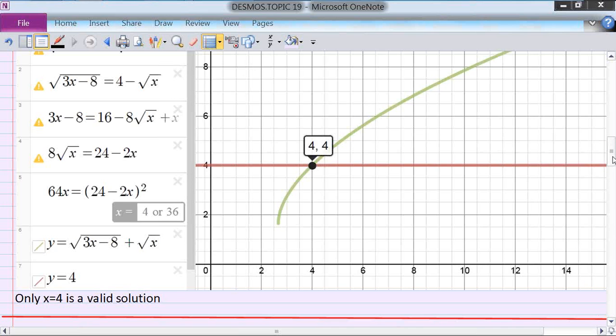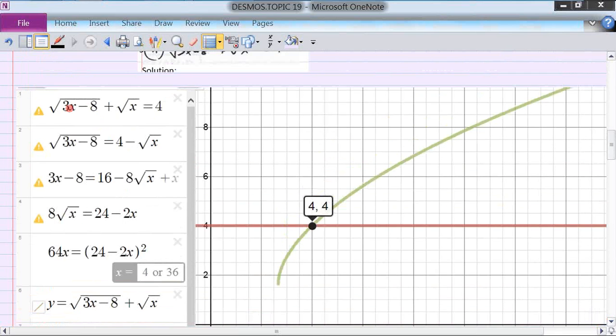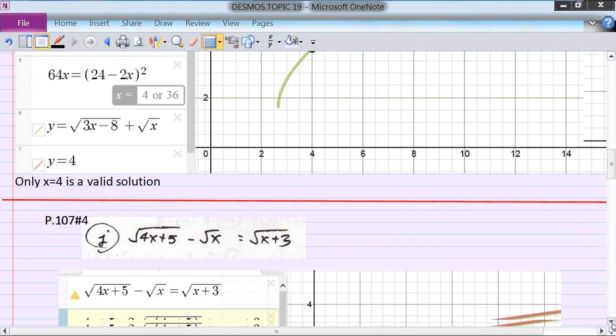So if you go back and you plug this 36 in here, it won't work. You'll get the square root of 100. 3 times 36 is 108, minus 8 is 100. Square root of 100 is 10, plus, excuse me, the square root of 36, 6. 10 plus 6, 16, doesn't equal 4. That's why this doesn't work. So only the solution 4 works, because you put here, you get 3 times 4 is 12 minus 8 is 4. Square root of 4 is 2. Square root of 4 is 2. 2 plus 2 does equal 4. Okay, let's go to the next problem.